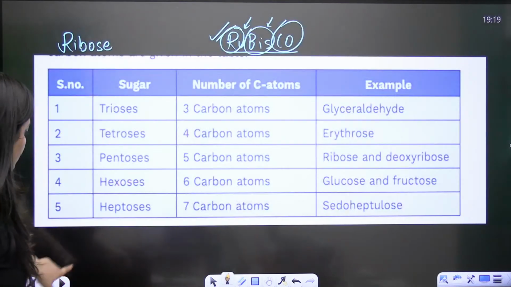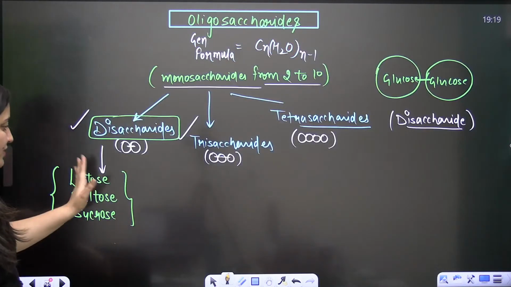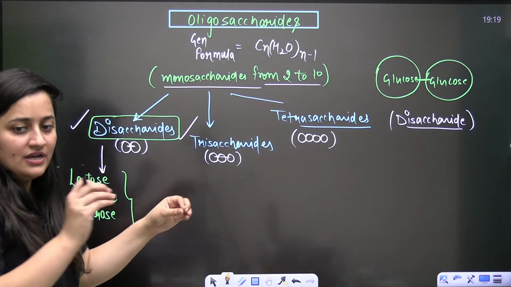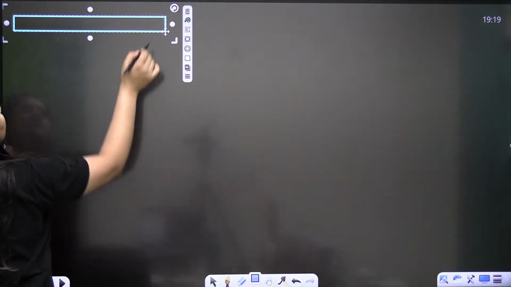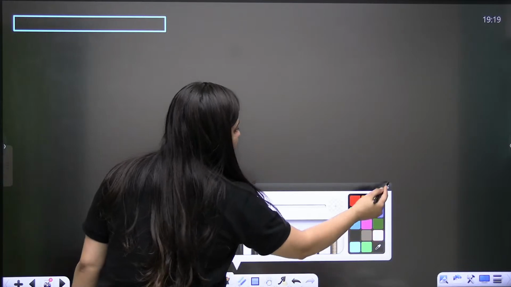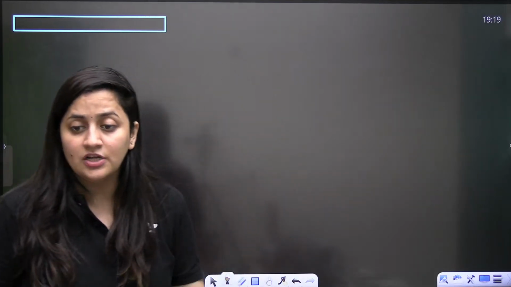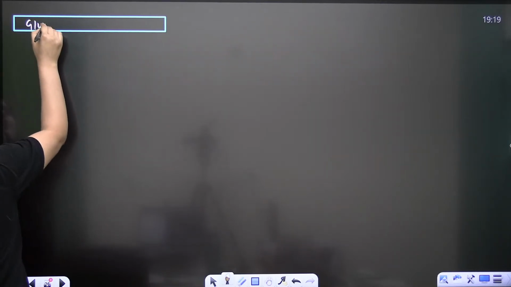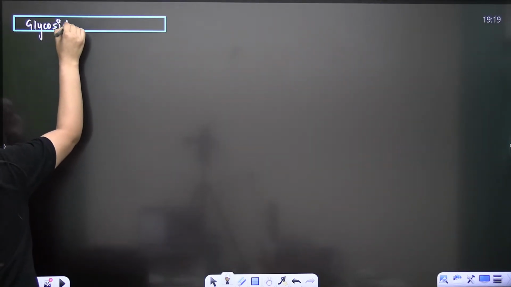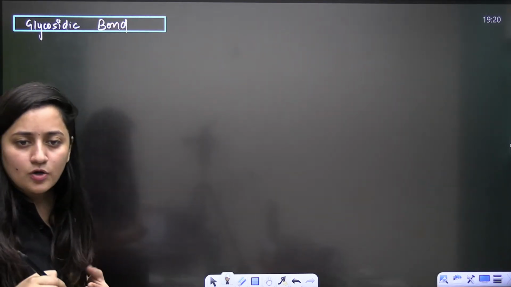So we were talking about the oligosaccharide, where we are going to talk about the disaccharide. I have given you 3 examples: lactose, maltose and sucrose, which we need to revise. But before that, if we are talking about disaccharides, we are going to join 2 sugars together. So there should be a bond in between. In carbohydrates, the bond which joins the sugars is the glycosidic bond.